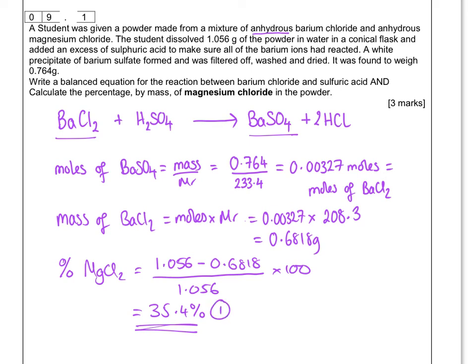Now you get 1 mark for calculating the percentage. You get 1 for working out the mass of barium chloride. And you get 1 for working out the moles of barium sulfate.